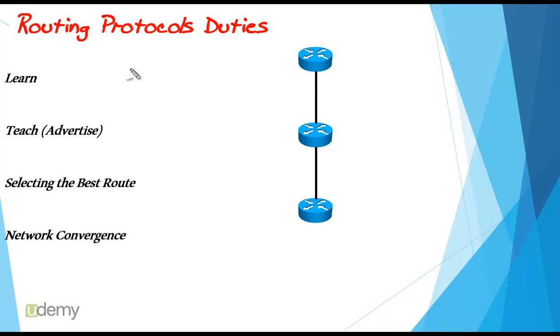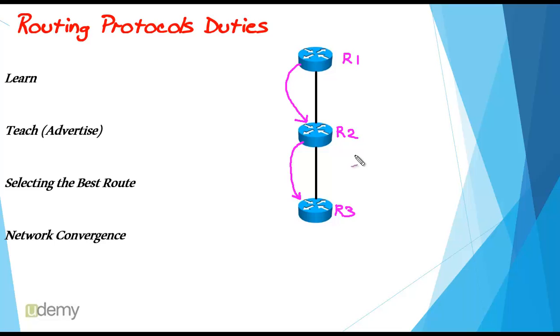Each routing protocol, regardless of its type, has to do 4 things. First of all, a routing protocol has to learn. If we call these routers router 1, router 2, and router 3, router 2 has to learn the related information from router 1. This information is different in the various routing protocols. The next duty is advertising, or teaching this information. The routing protocol enabled on router 2 has to advertise, or teach, what it learns from router 1 to router 3. This process is called advertising.